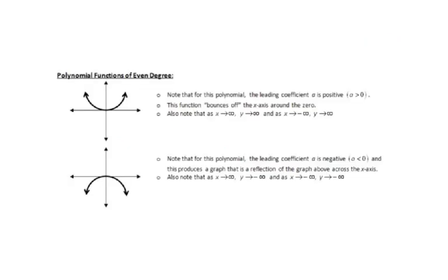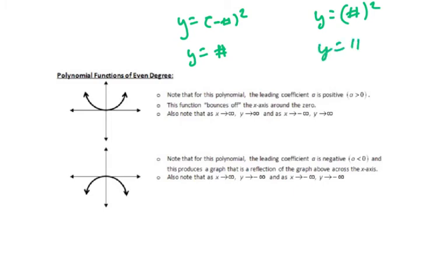Even. So what happens with even? Well, if we have a negative number and you square it, anytime you raise something to an even power, you can pair them up and you'll get a positive. So irrespective of whether it's negative or positive, you're going to get a positive, and that's why this thing opens up.